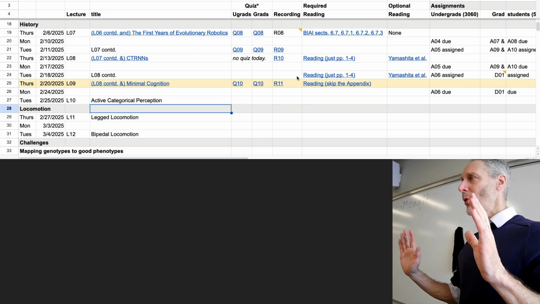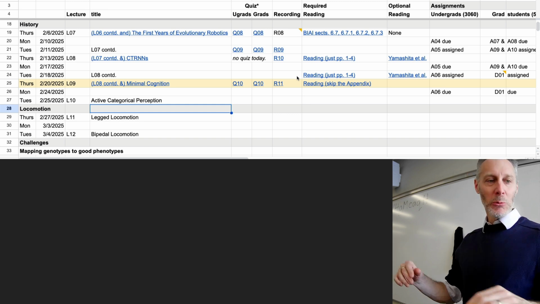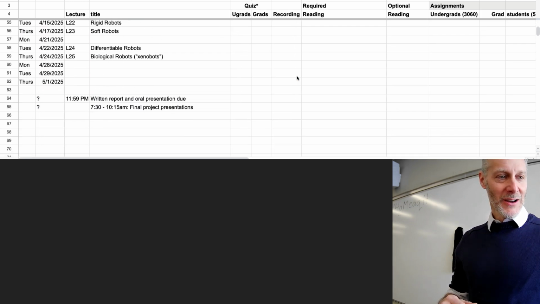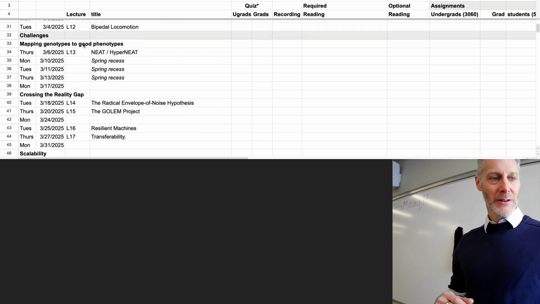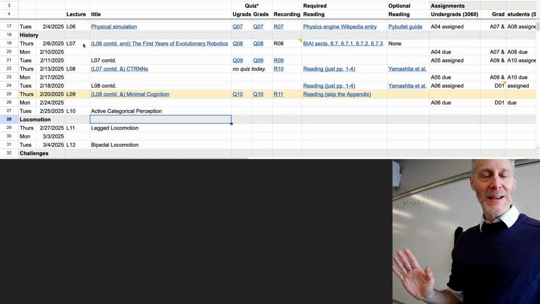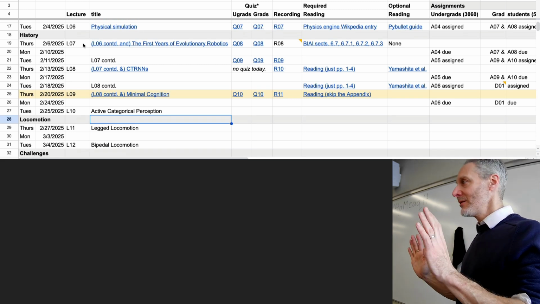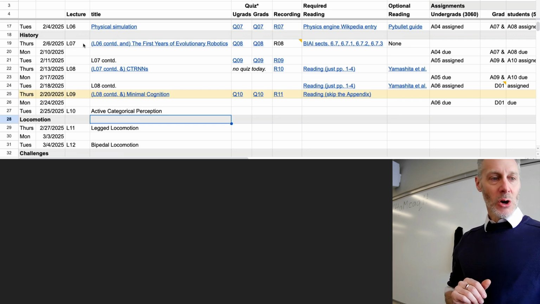I realize I went way too fast and way too deep last time on differentiable robot design. We will come back to that in lecture 24 towards the end of the semester. So if you didn't pick up everything last time about differentiable design, not a problem. We'll do it again at the end of the semester. Okay, so where are we?